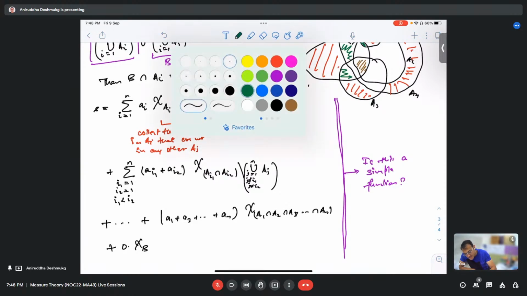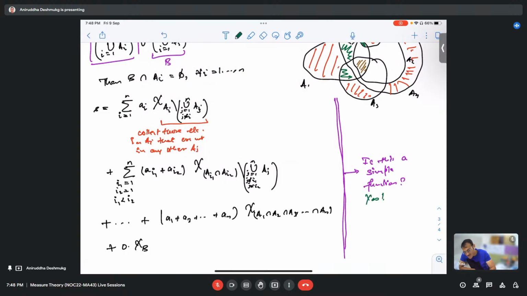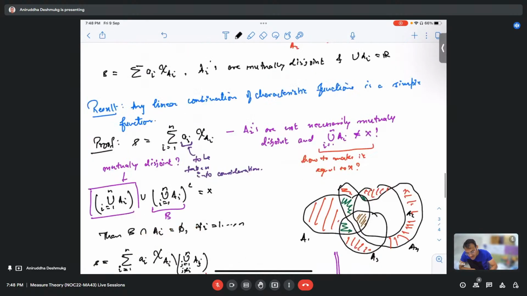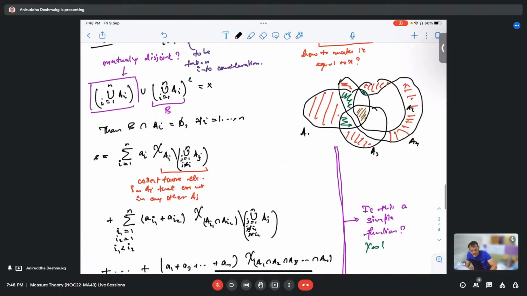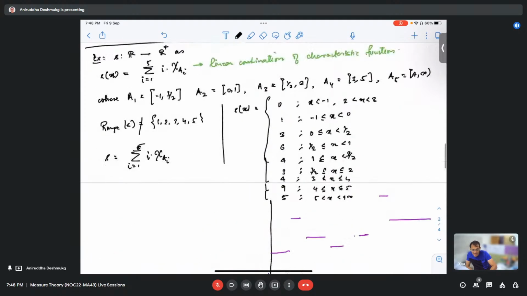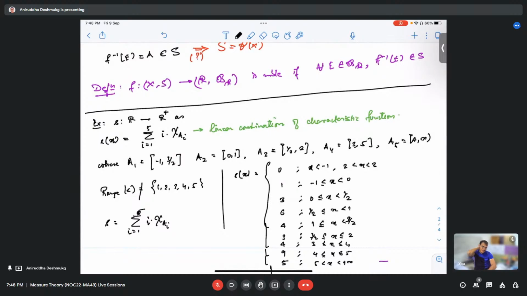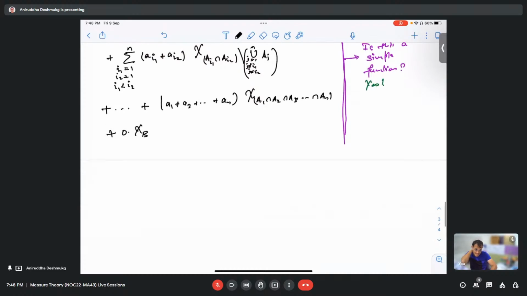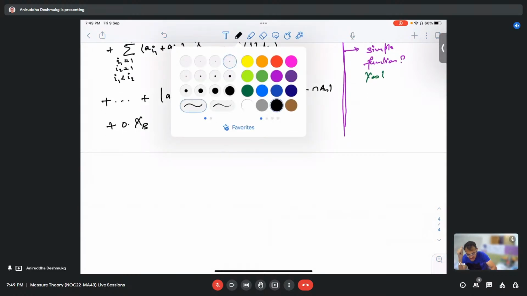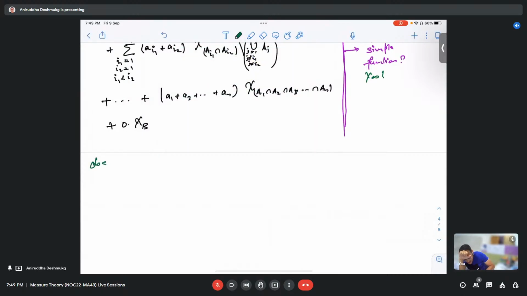So what have we proved? We have proved that any linear combination of characteristic functions can be written as a simple function, whether or not those characteristic functions are mutually disjoint. Now, another observation that we can make is if we have a simple function, then its range is always finite, because it is a linear combination of characteristic functions, right? Yes. And sir, the coefficients would have to be real numbers. Right, yes.